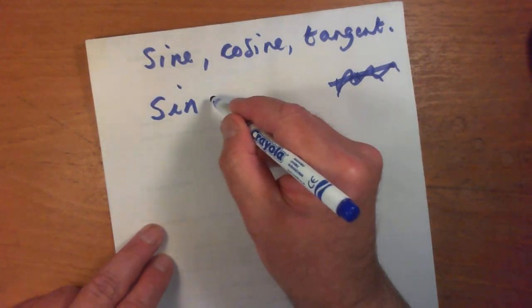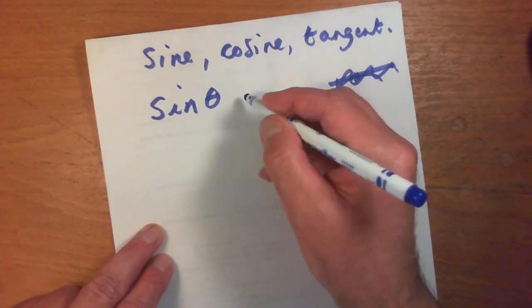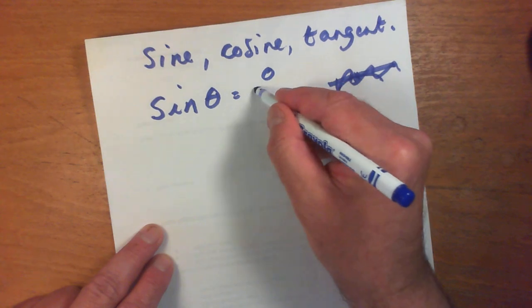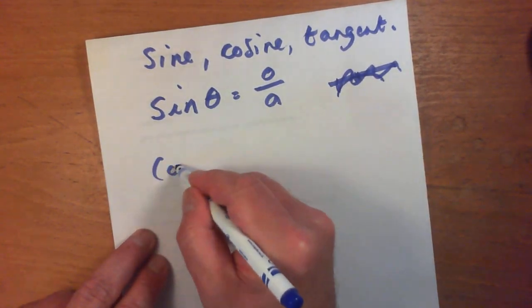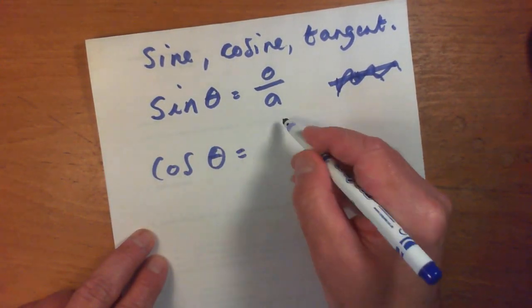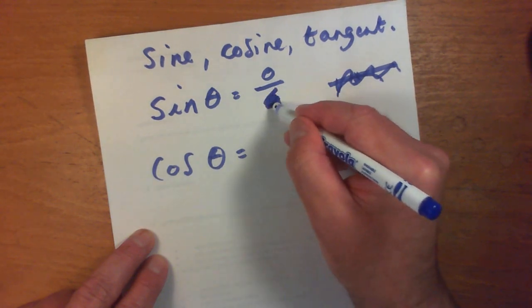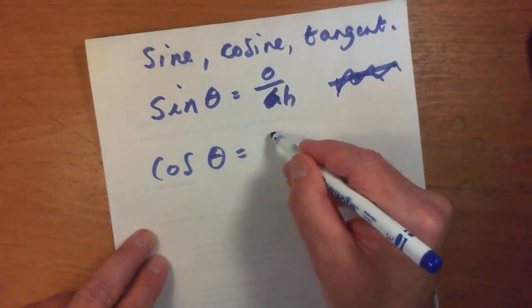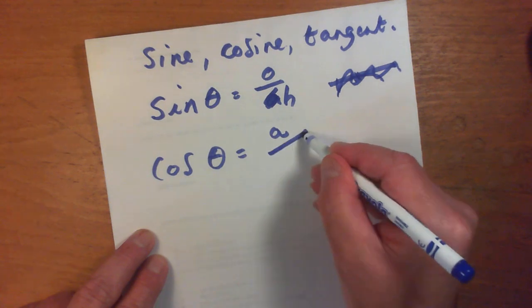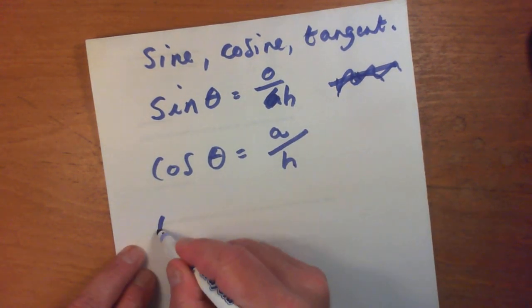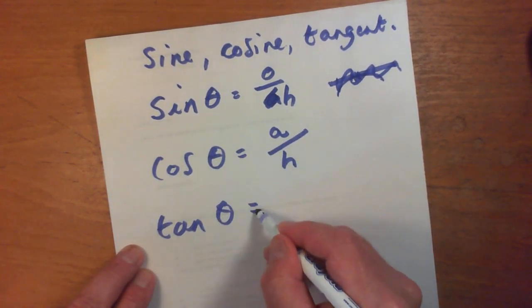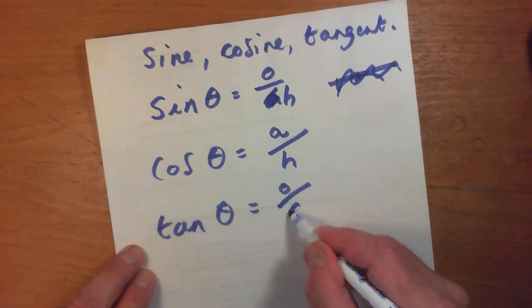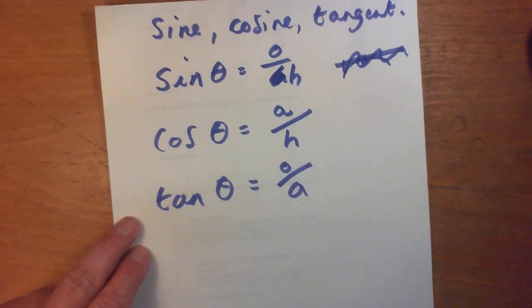So sine of theta equals opposite over hypotenuse. The cosine of theta would equal adjacent over hypotenuse, and the tangent of theta would equal opposite over adjacent. So that's a couple of definitions to learn.